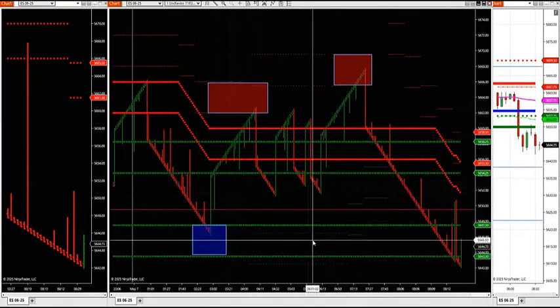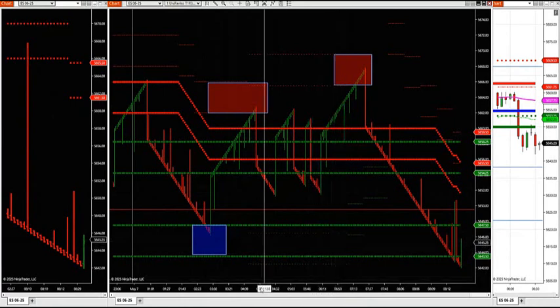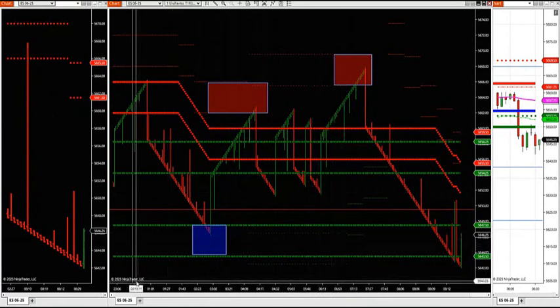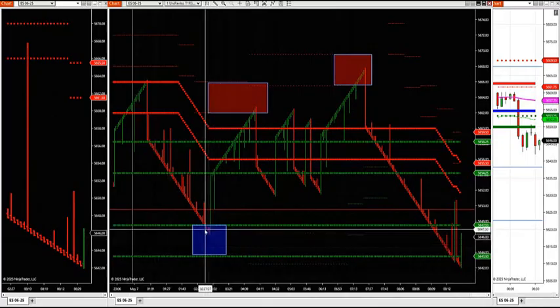Now, the key is this. When you get into these zones, let's take a look at the zones here. This is all the zones that's happened since midnight that's qualified. Here's our deep zone.